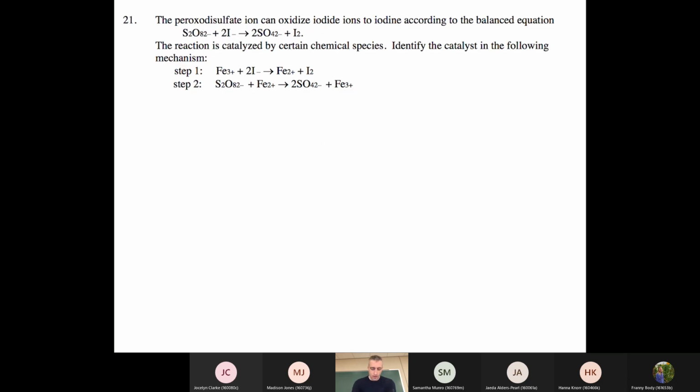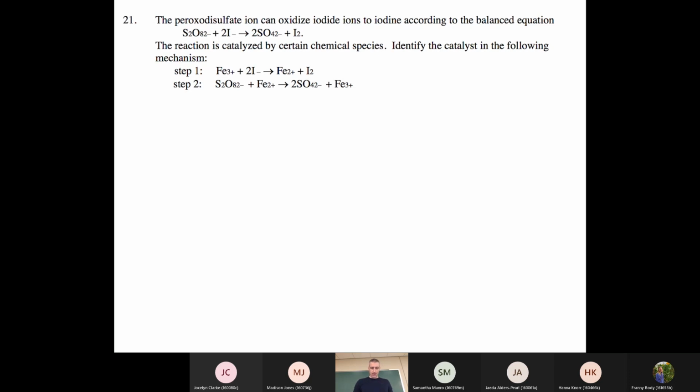One more. The peroxodisulfate ion can oxidize iodide ions to iodine according to the balanced equation below. The reaction is catalyzed by a certain chemical species. Identify the catalyst. Actually, this is not the last one, but this is basically looking for the catalyst, and the catalyst is something that's present initially, present at the end, is used in the reaction, but is regenerated. So it technically does not appear in the overall balanced equation because it's not a reactant or a product, but it is certainly present.